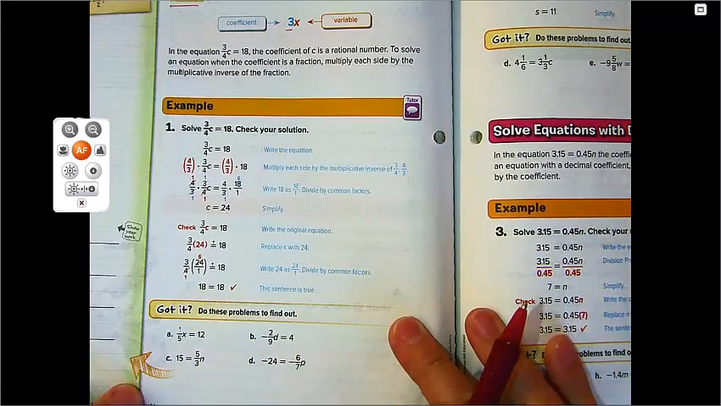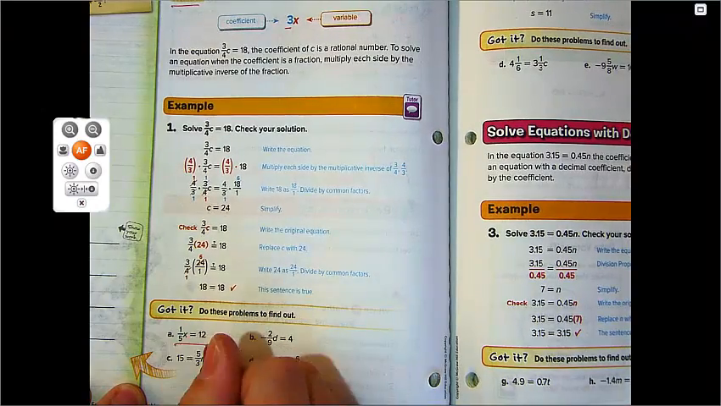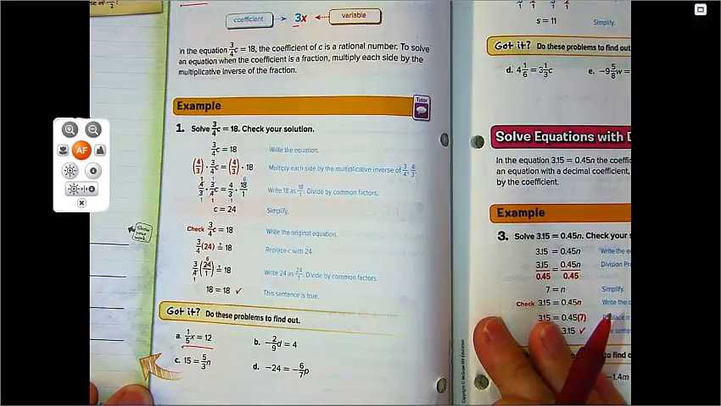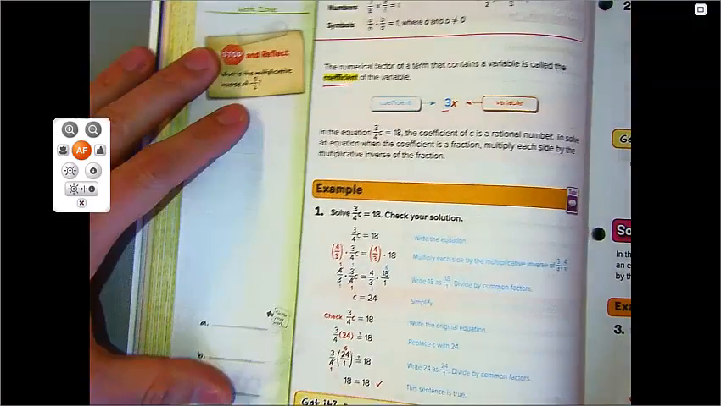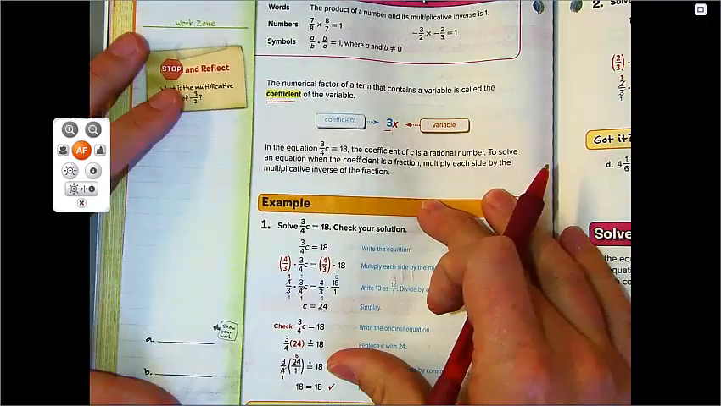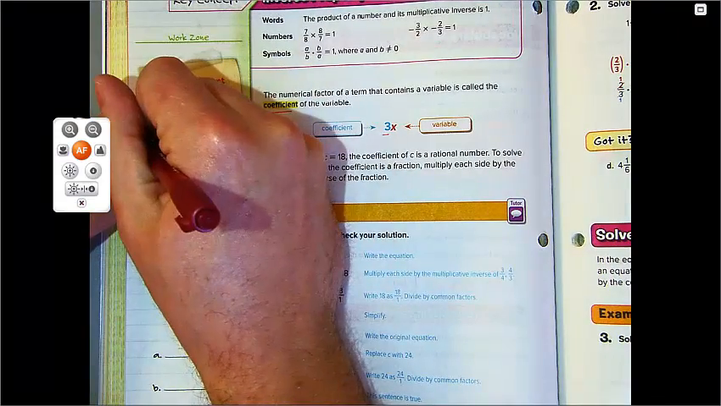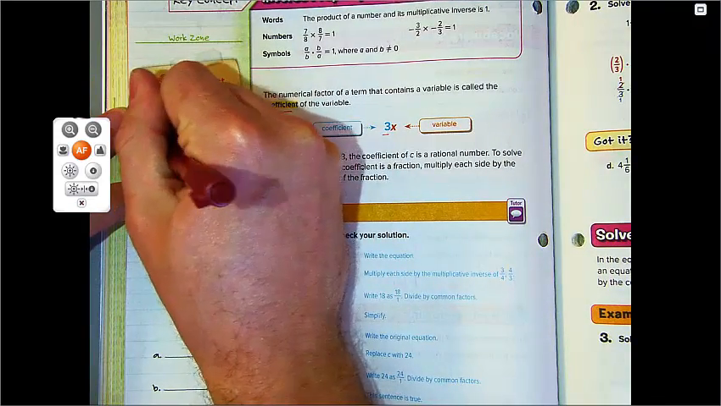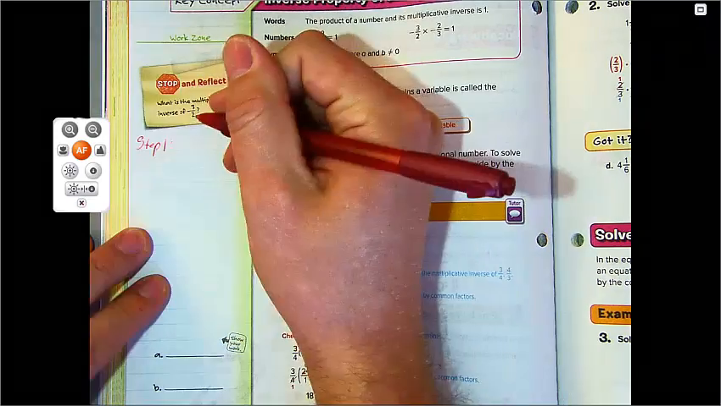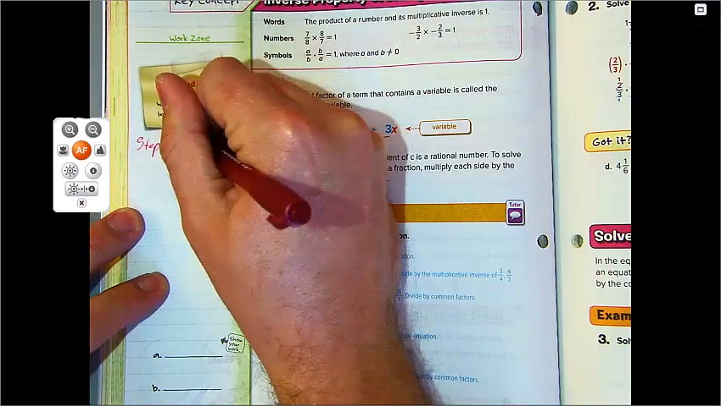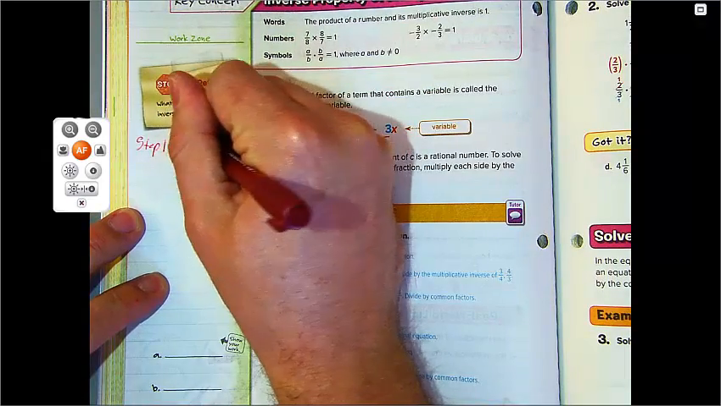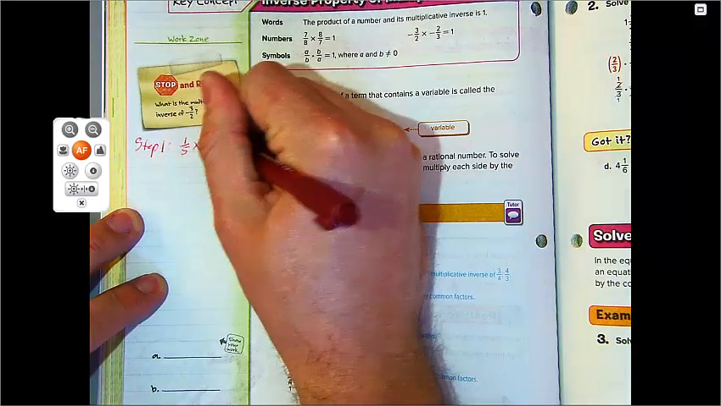Let's go ahead and do example A together. 1/5 x equals 12. I'm going to go over here. Now these are the steps me and Miss Neal are going to show you how to do. Step 1 is always write the problem. So 1/5 times x equals 12.